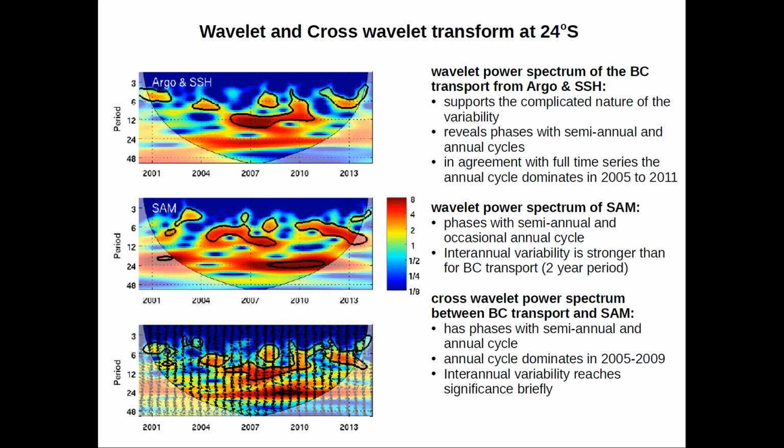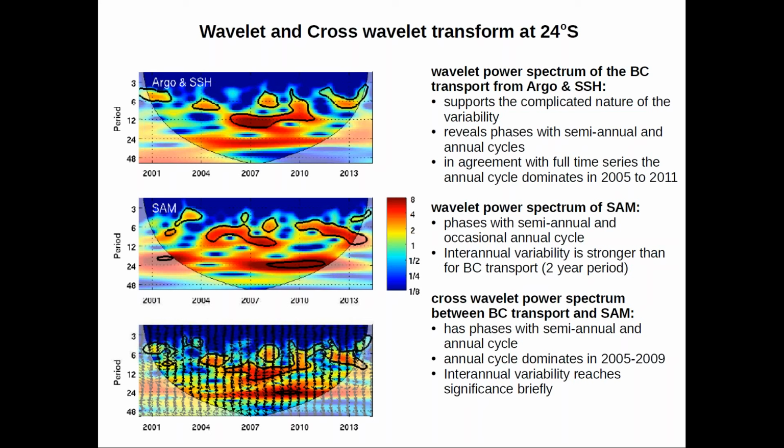The middle panel will be the same in all 3 plots. So it has the SAM, it has both semi-annual and annual cycles, and it has something at a 2-year period, an interannual cycle, especially around 2009 for about 2 years. And then the bottom shows the cross wavelet, and it shows a little bit at 24 south that there's a 24-month signal, but it's only for a very short period of time.